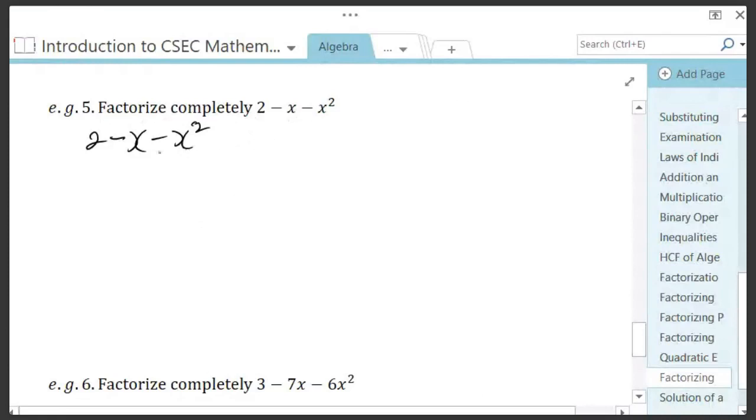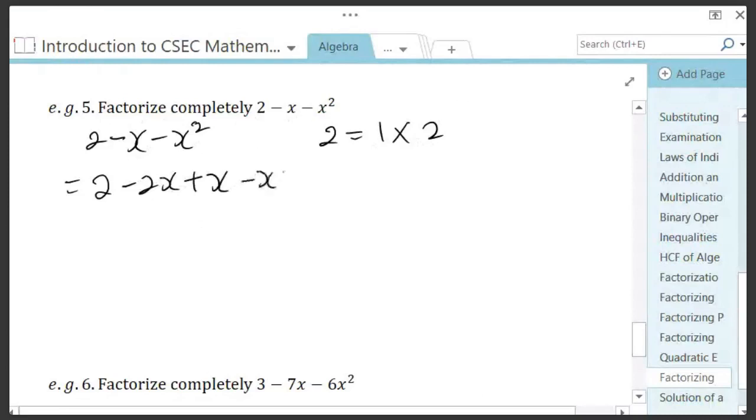So 2 multiplied by minus 1 here is minus 2. So 2 is the same as 1 by 2. Notice that minus 2 plus 1 will give minus 1. So I'll use that here. So this is 2 minus 2x plus x minus x squared.